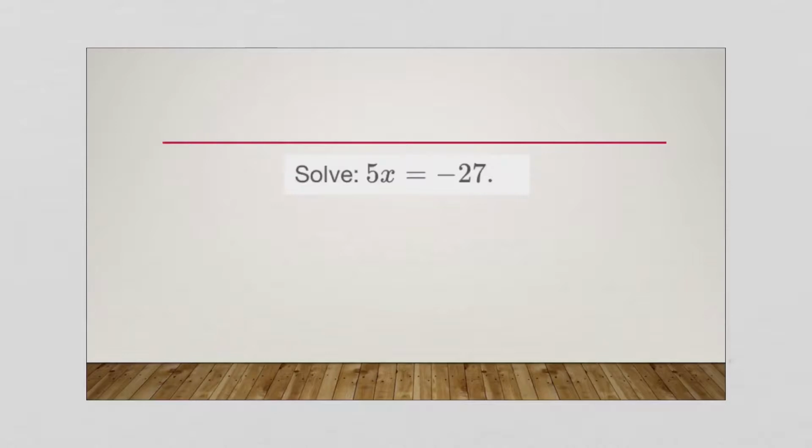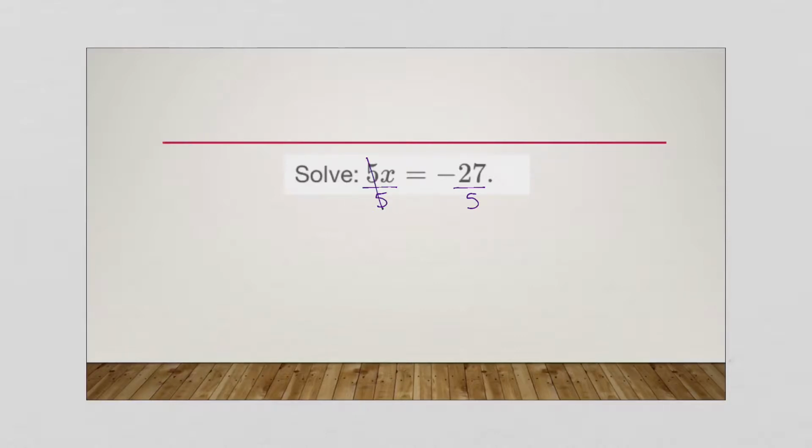Alright, so check this out. We've got 5 times x on the left-hand side. You've got an equal sign right there, and that equals negative 27. So how do you undo multiplication? You undo multiplication with division. So we're going to divide both sides by the number that's in front of the variable. Notice if you do the same thing to both sides, you still get something that's equal.